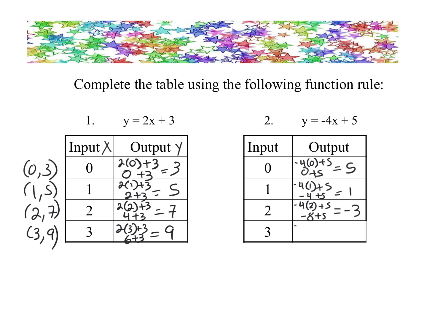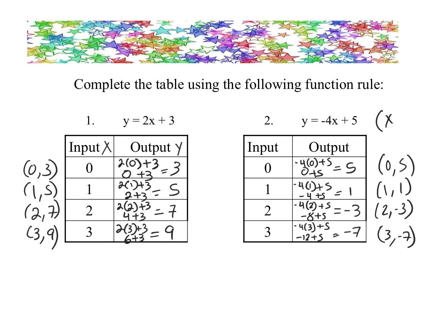Then we're going to get negative 4 times 3 plus 5. It's going to be negative 12 plus 5. It's going to be negative 7. So again, your input and output is 0 and 5. So 0, 5, 1, 1, 2, negative 3, and 3, negative 7. So reminder, the x goes first and then the y. That is for both cases, example 1 and example 2.